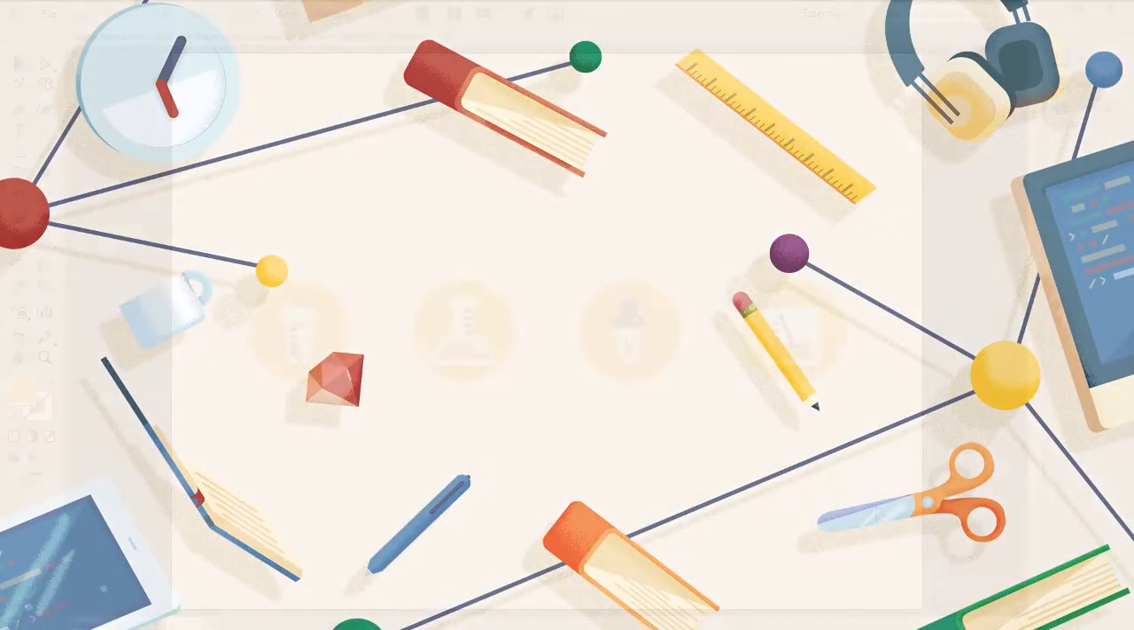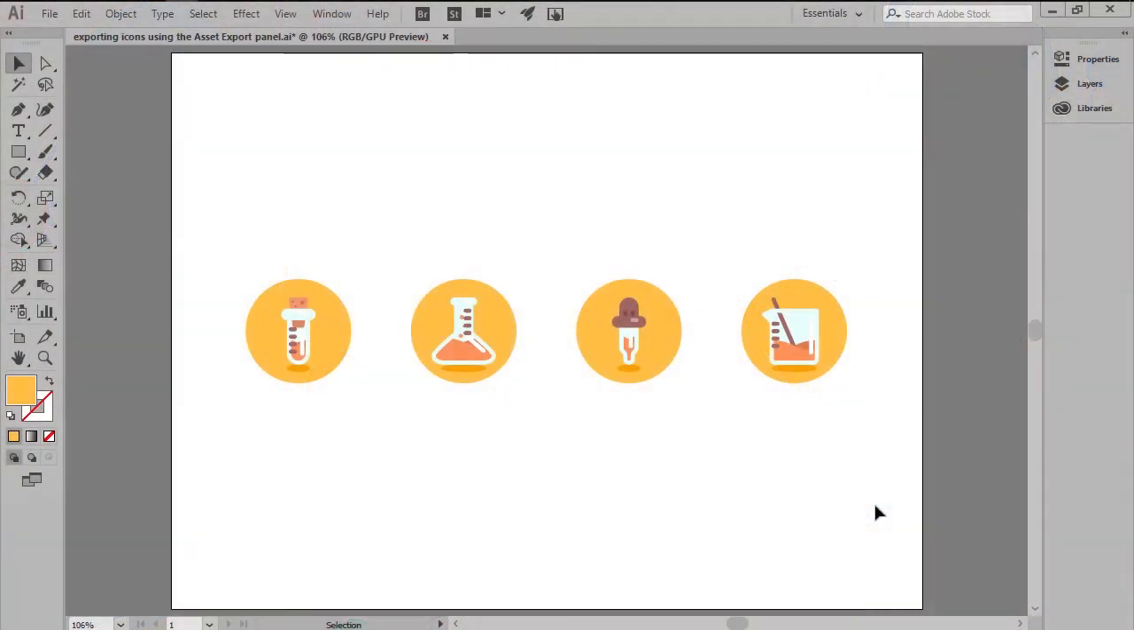Welcome back to another Illustrator in 60 seconds video, in which we're going to briefly talk about a new exporting tool called the Asset Export Panel. Back in the day, the process of exporting multiple assets at the same time used to be really clunky, but luckily for us, Adobe introduced a new tool that allows you to save as many items as you want using just a couple of clicks.